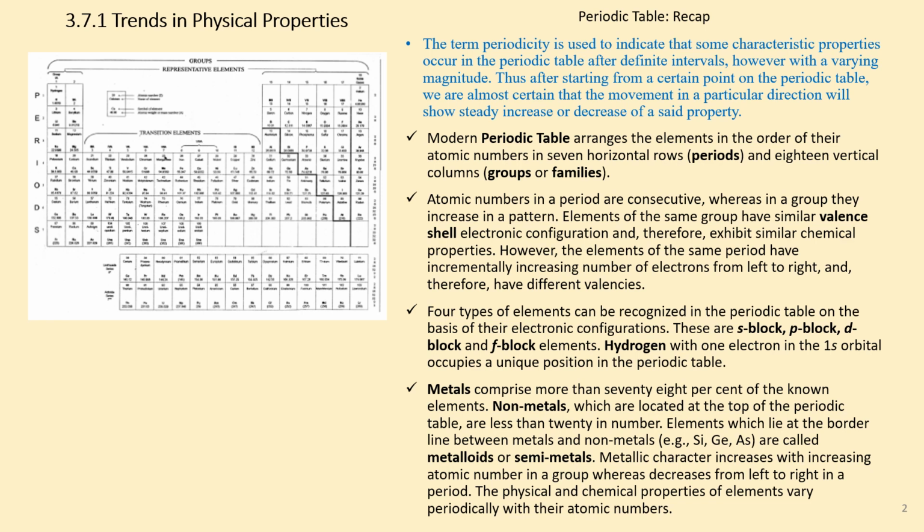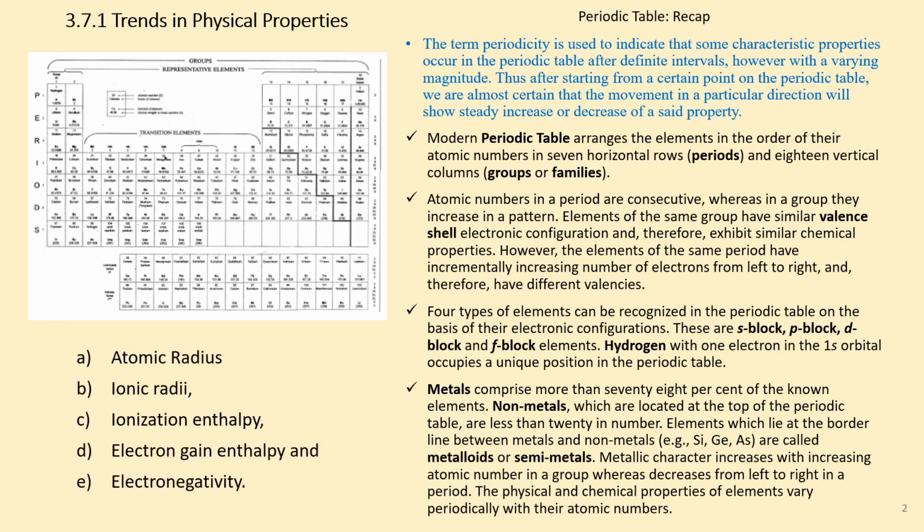There are numerous physical properties of elements such as melting point, boiling point, heat of fusion, vaporization, energy of atomization, etc., which show periodic variation. However, in this section, we will discuss the periodic trends with respect to atomic and ionic radii, ionization enthalpy, electron gain enthalpy, and electronegativity. These 5 subsections we will be covering in this video lecture.